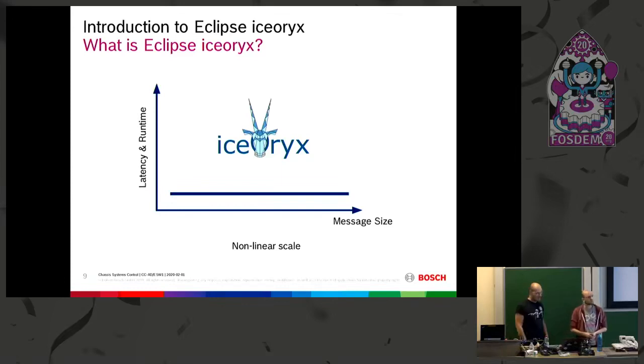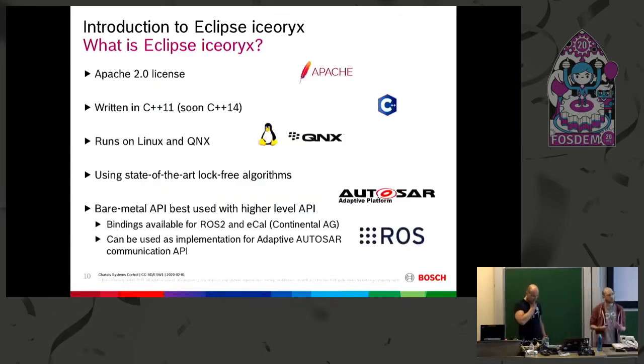And now I'm going to dig a bit more into the details of iceoryx. It comes under an Apache 2 license. It's written in C++11. However, we're planning to move to C++14 soon. It runs both on Linux and QNX. In order to establish this communication over shared memory, we're using state-of-the-art lock-free algorithms, and we would advise anyone to not directly use this API, but use it with a higher level API. For example, we offer bindings for ROS2, and also Continental integrated iceoryx in their eCAL middleware to make it faster. It also can be used as an implementation for the adaptive AUTOSAR communications API, which is widely used in the automotive industry.